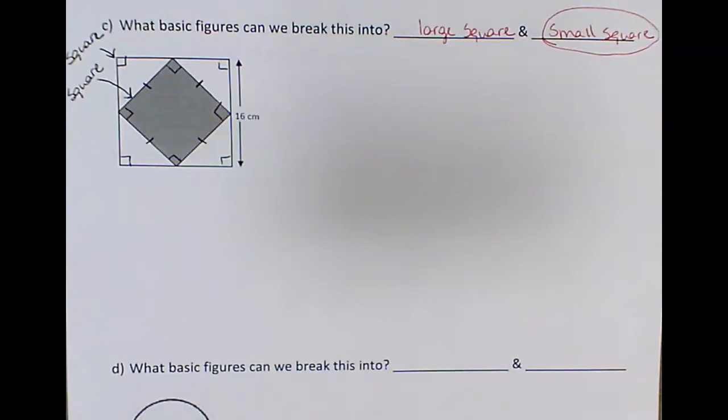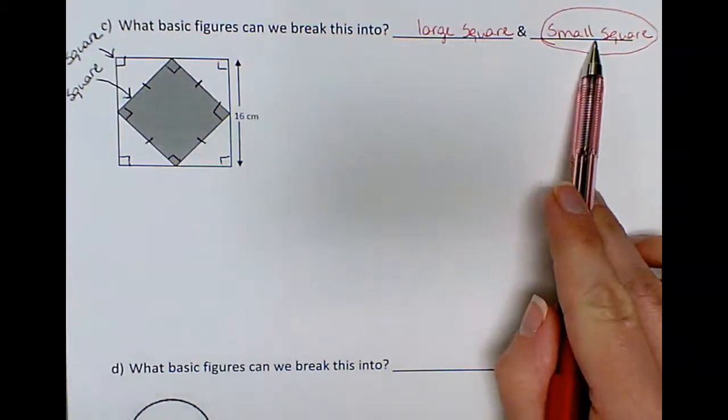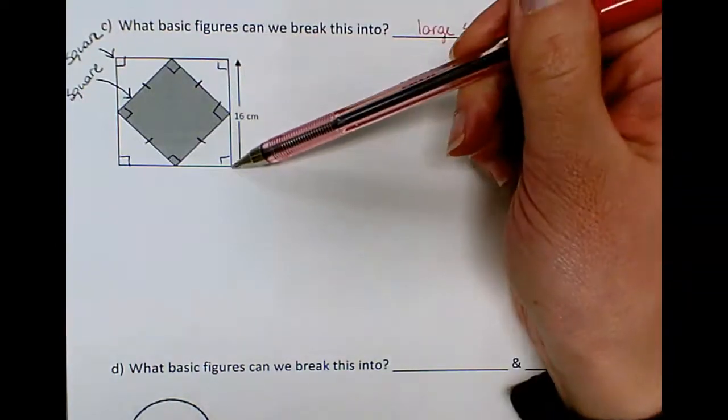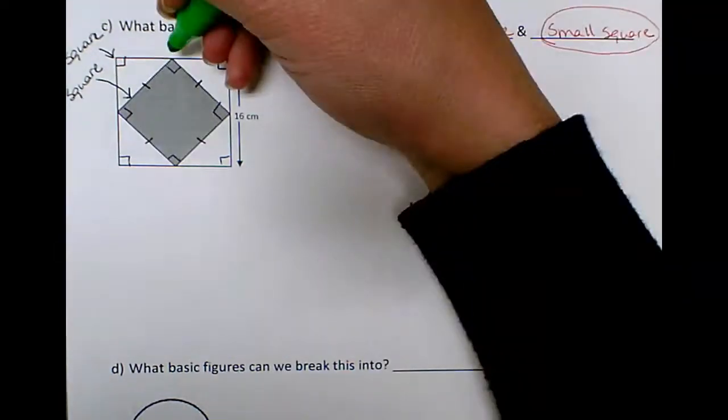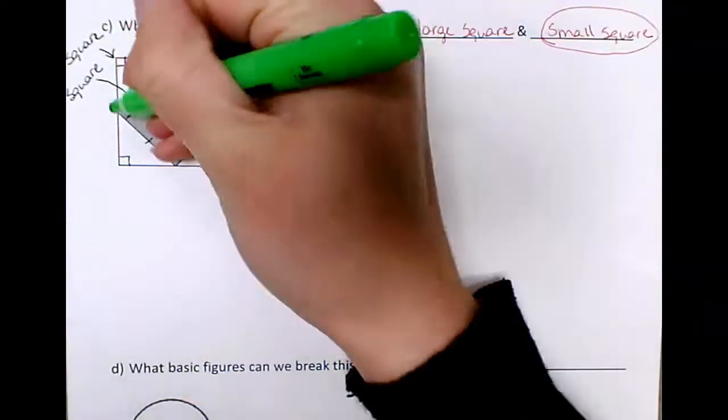So let's rethink about this. We do have a small square, but instead of talking about this big square, let's talk about maybe some of the pieces that it can be split up into as well. So I notice that I have little triangles.